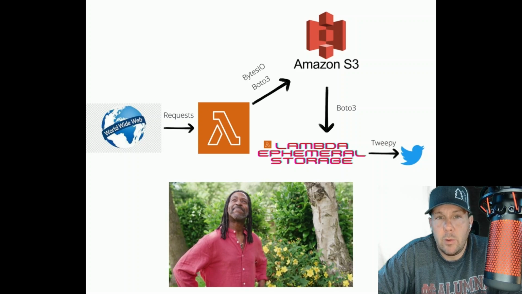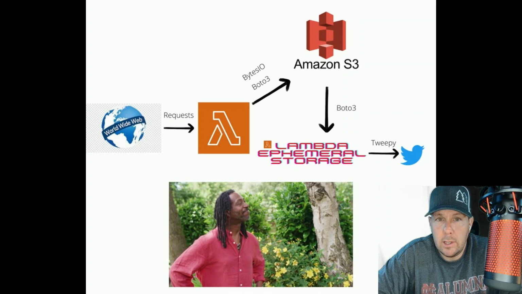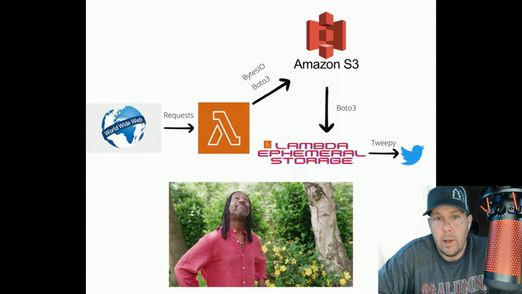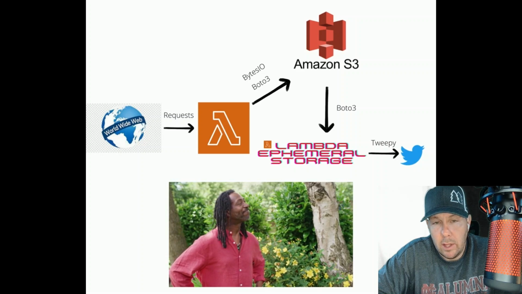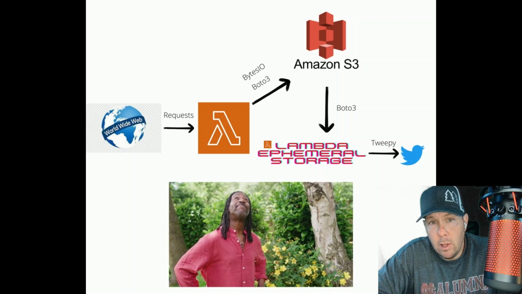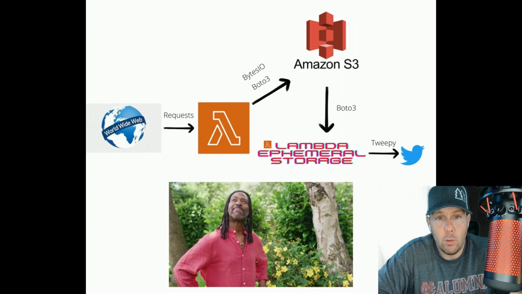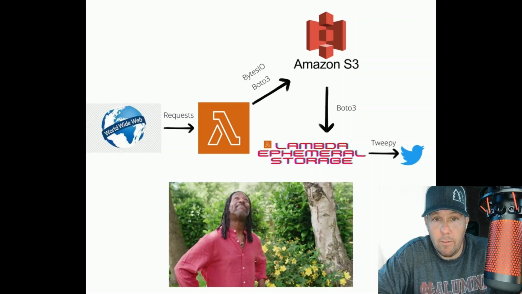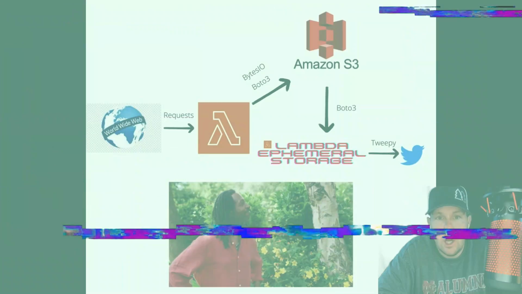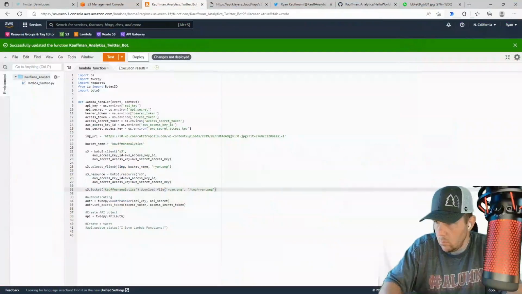I've been talking about tweeting this out from the Amazon S3 bucket, but that's not strictly speaking correct. What is actually happening here is that we are scraping it from the web. The Lambda function is uploading it to the S3 bucket and then downloading it into the Lambda ephemeral space, which is a temp folder within the Lambda function itself. And then it's tweeting it out from that temp space. So let me know in the comments below if you have any questions, comments, or concerns on that.